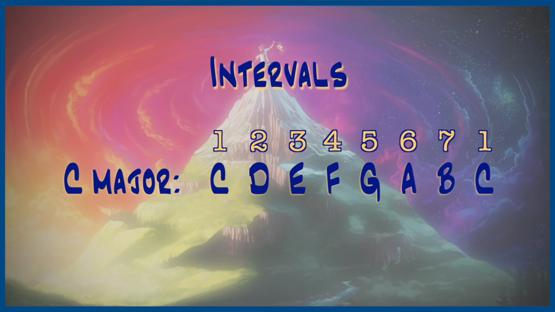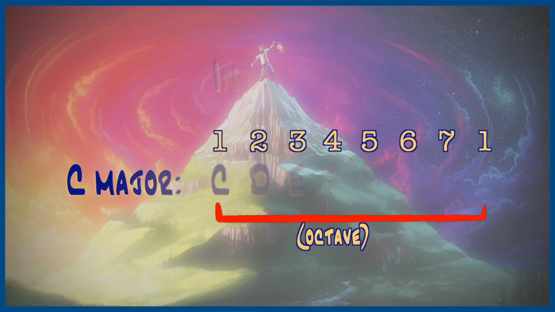At this point, I should briefly mention the concept of intervals. I won't go all the way down that rabbit hole right now, but here's a short explanation. So looking at this numbered C major scale, the distance from step 1 to step 2 is known as a second, step 1 to step 3 is a third, 1 to 4 is called a fourth, 1 to 5 is a fifth, 1 to 6 is a sixth, 1 to 7 is a seventh. There's definitely more to the story about intervals, but that's the main thing to understand for the moment.